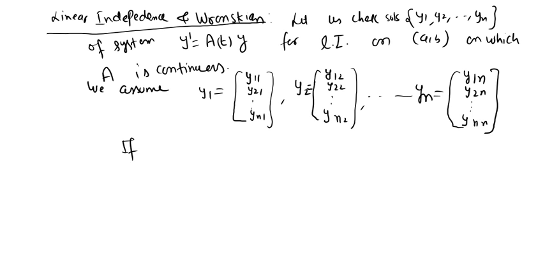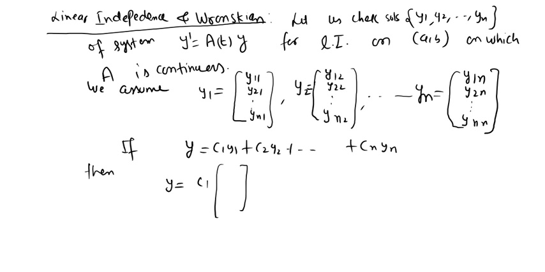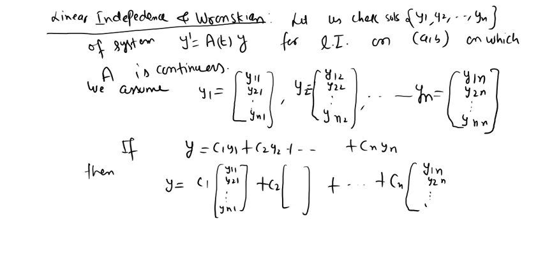So I'm writing a linear combination. If y equal to c1 y1 plus c2 y2 plus cn yn, then what do you have? y equal to c1 times the value of y1, which is y11, y21 up to yn1. Similarly c2 y2, then at last cn yn, so y1n, y2n, ynn. So write it in matrix form.